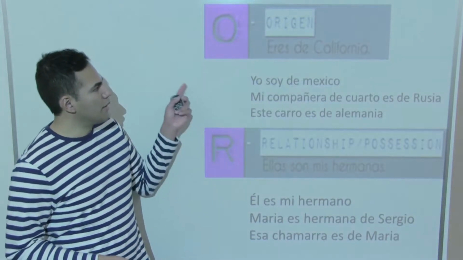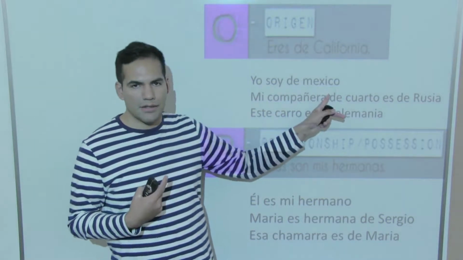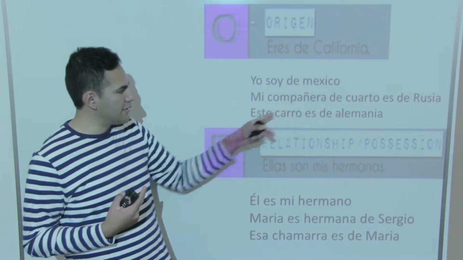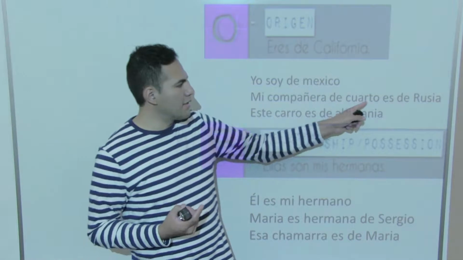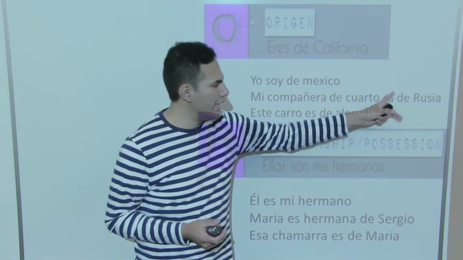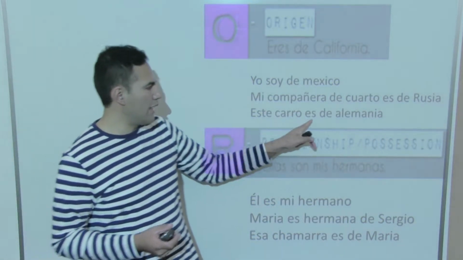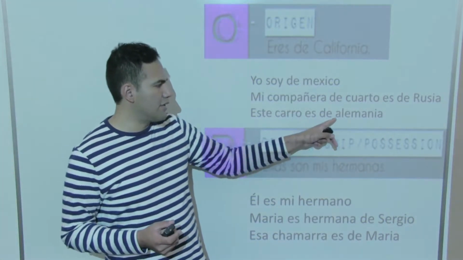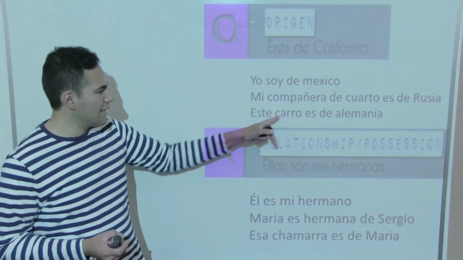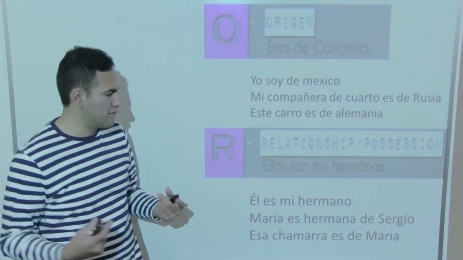Okay. Next one, origin. When we talk about where we come from, yo soy de México. Sorry, this should be capitalized. Mi compañera de cuarto es de Rusia. My roommate is from Russia. And este carro es de Alemania. This car is from Germany. So we're talking about origin, where something comes from.